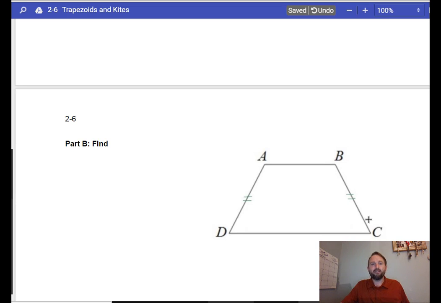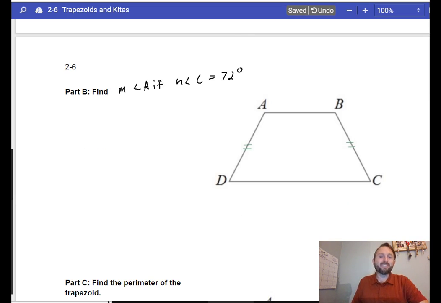Part B. Find the perimeter. So hold up. All right, I jumped the gun a little bit. Part C is find the perimeter. Part B is find the measure of angle A if the measure of angle C is equal to 72 degrees. So I know this is equal to 72 degrees. So I know that this one's equal to 72 degrees, knowing that this is an isosceles trapezoid.